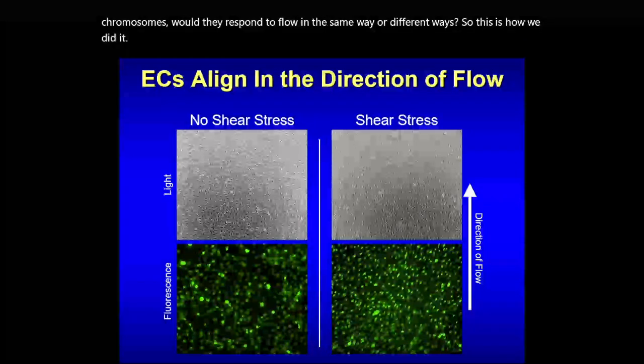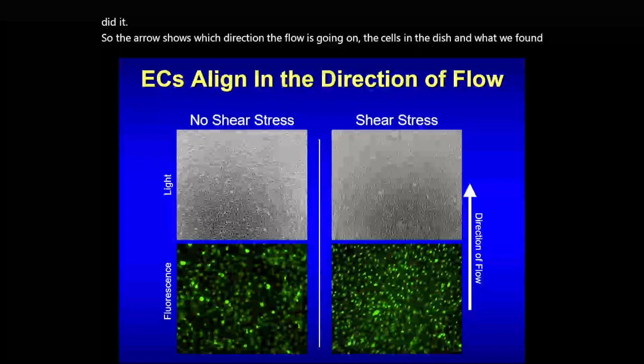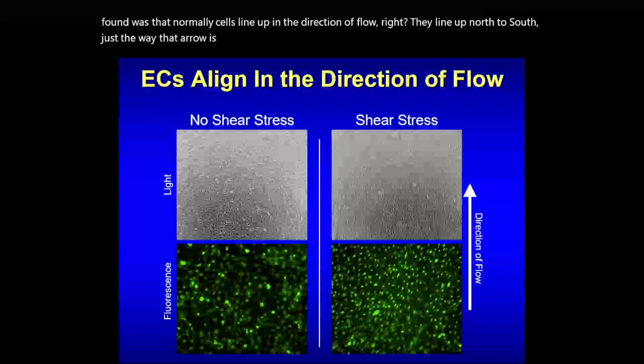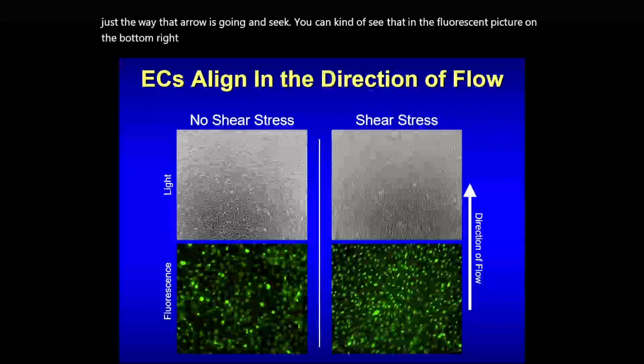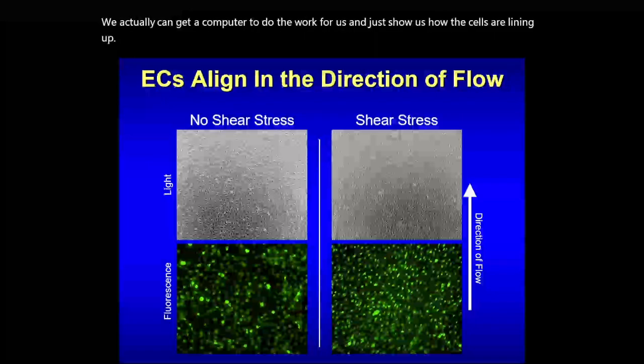So the arrow shows which direction the flow was going on the cells in the dish. And what we found was that normally cells line up in the direction of flow, right? They line up north to south, just the way that arrow is going. And you can kind of see that in the fluorescent picture on the bottom right. The cells all look like they're kind of going in the same direction. We actually can get a computer to do the work for us and just show us how the cells are lining up, but it's pretty reliable.